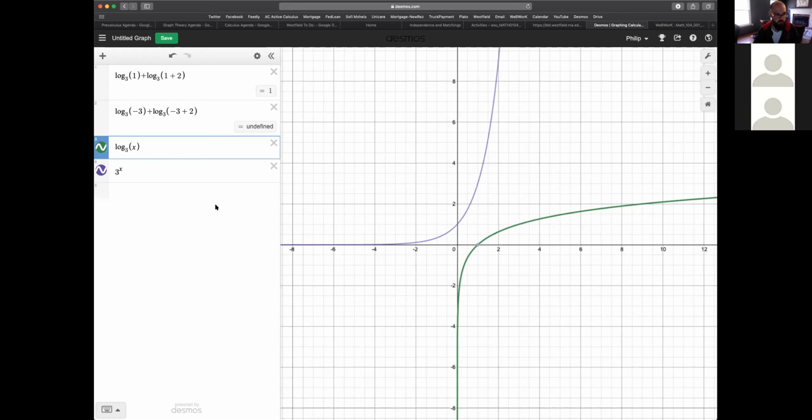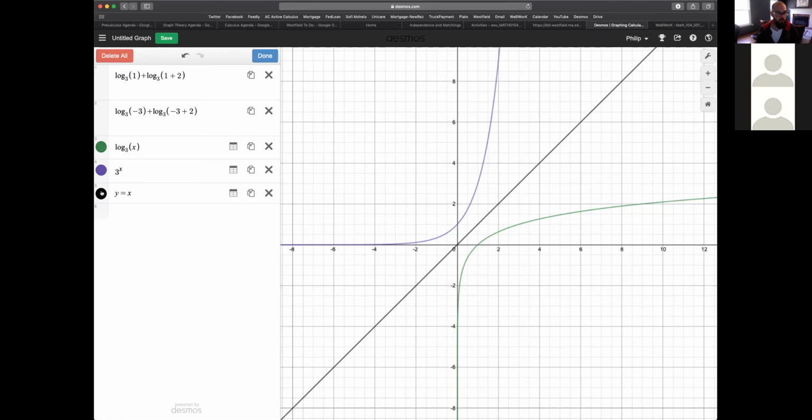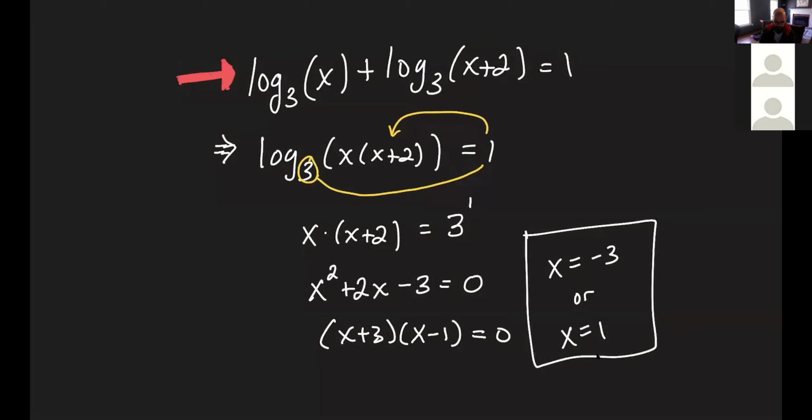To get the graph of log base 3 of x, we're going to look at this line y equals x. If we reflect over this line, the purple would become the green and the green would become the purple. If we recall, this is what it means to be an inverse function. So with that reflection, the fact that this never goes negative in this tail means that we can't actually plug in negative numbers. But we can also think about this in an algebraic way, why this wouldn't make sense to give us negative numbers.